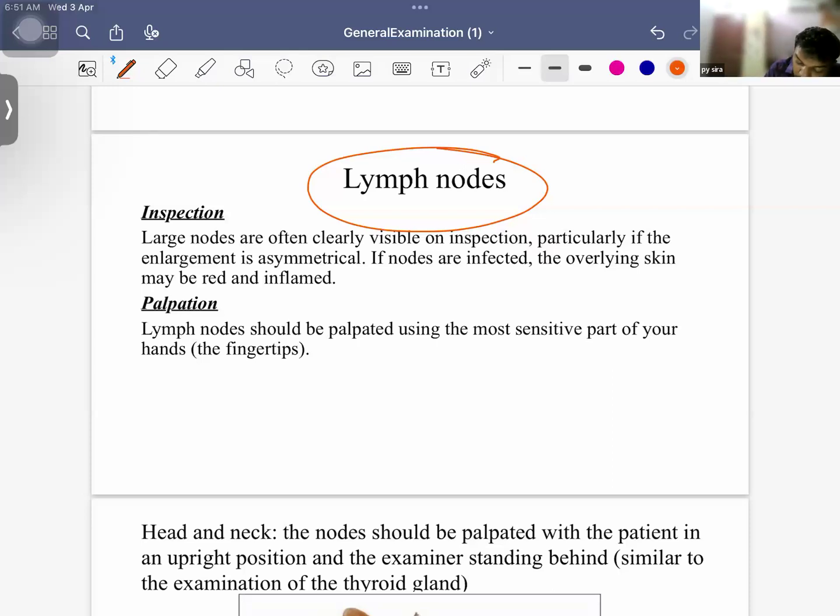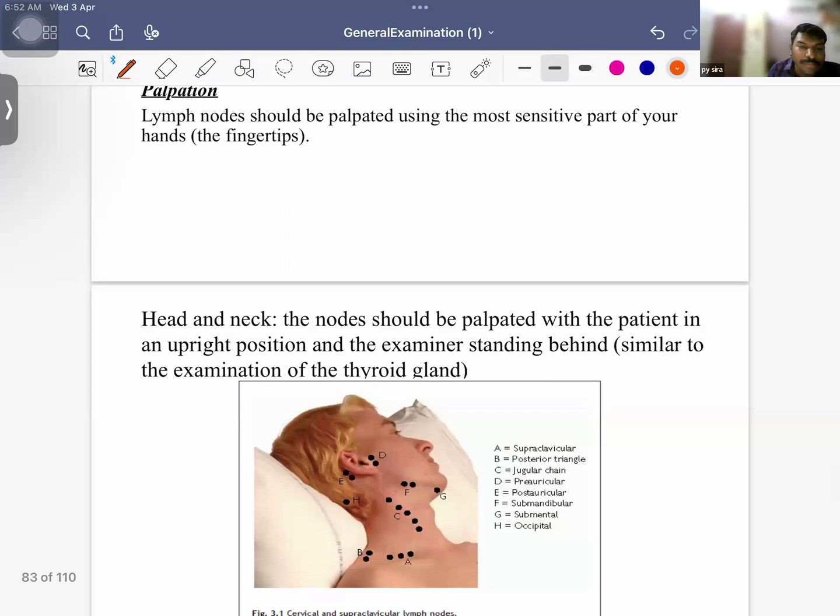So the first question here is, what is generalized lymphadenopathy? Generalized lymphadenopathy is whenever there is involvement of more than two non-contiguous lymph node groups. For example, if there is involvement of the neck and inguinal region, then it is significant. Whenever you have lymphadenopathy, you have to tell about three important things: size of the lymph nodes, fixity of the lymph nodes, and consistency of the lymph nodes.